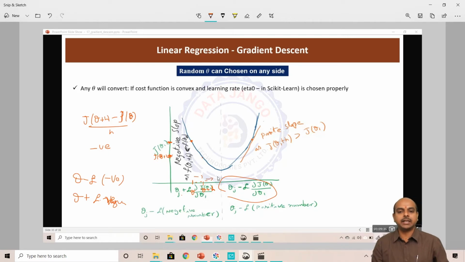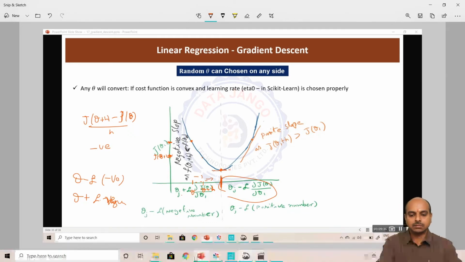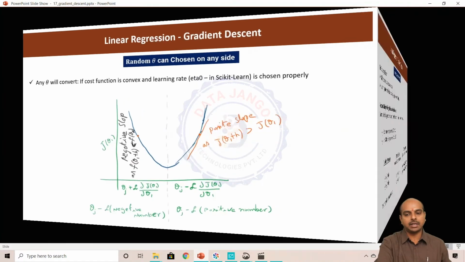So whichever side you choose, it doesn't matter. Ultimately the gradient descent algorithm will reach here, where the slope of the tangent for the cost function is 0. Okay, so that's another point we need to understand.